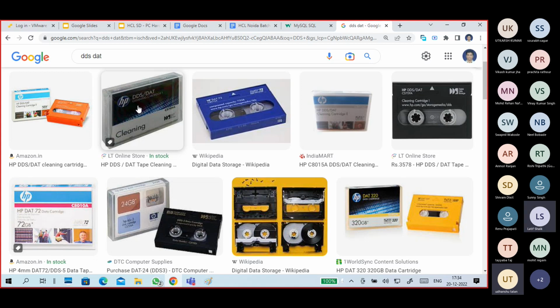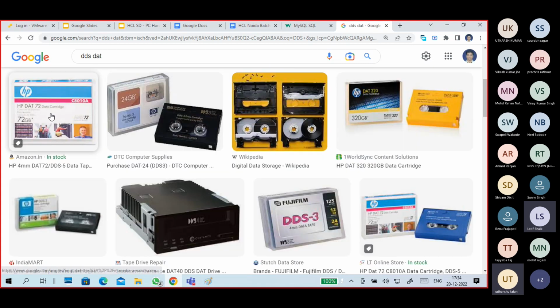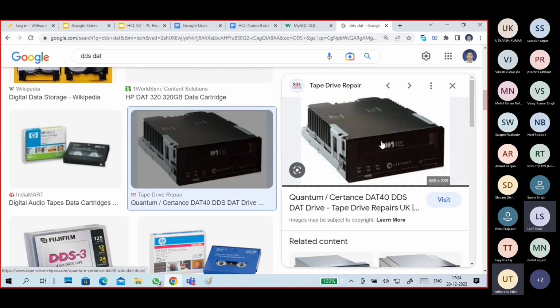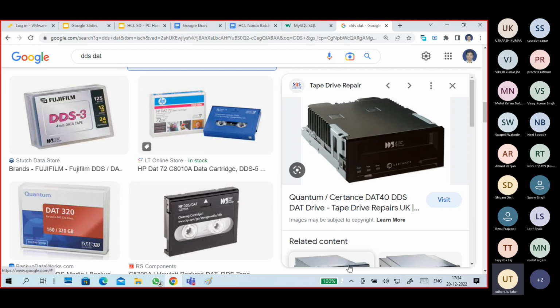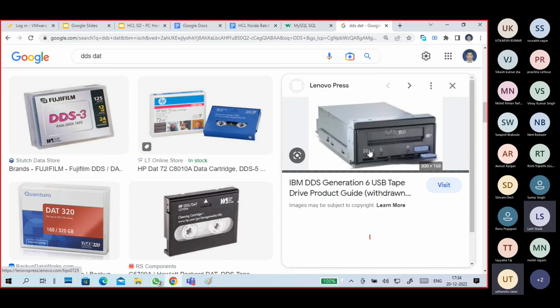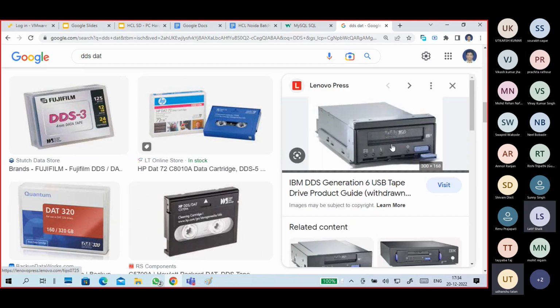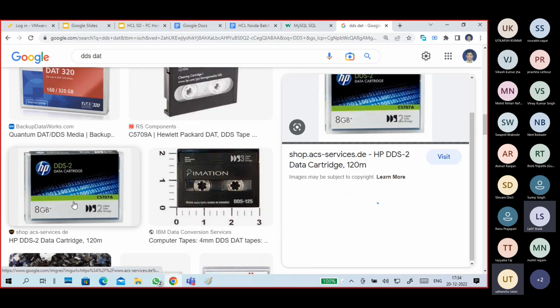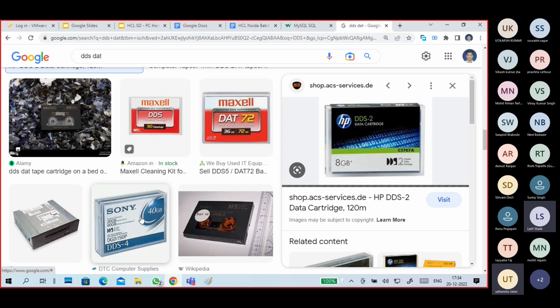Okay, so this is DAT or DDS, digital data storage, or digital audio tapes, which store data in magnetic tapes. So the cartridges are storage devices also. Insert the cassette, record. Once it is completed, we insert another one. They will label everything, from smaller to bigger size.